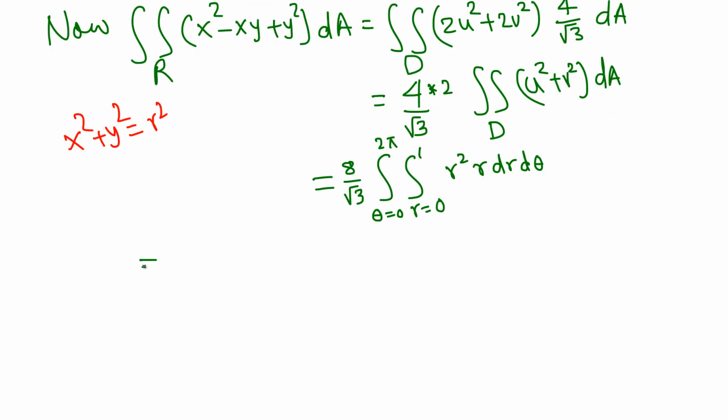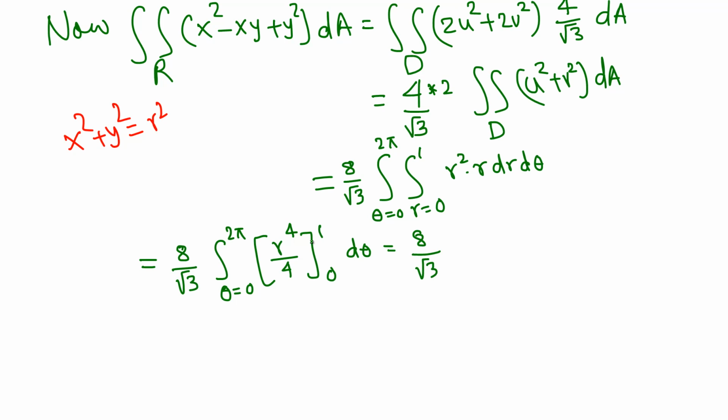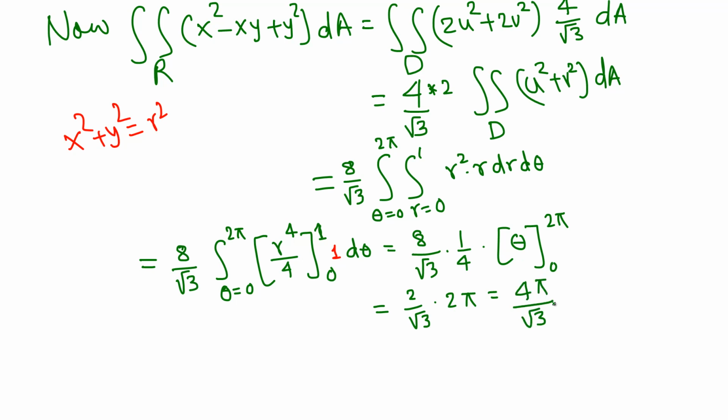Let's evaluate this. 8 over root 3, integral from 0 to 2 pi, we have r cubed, and the antiderivative is r to the fourth over 4 from 0 to 1. Now let's evaluate this. Upper limit 1 raised to 4, 1/4 minus 0, just 1/4, and we can pull that outside. There is nothing left, meaning 1. The antiderivative of 1 is just theta, from 0 to 2 pi. 4 goes into 8 twice, so 2 root 3 times theta evaluated at the upper limit minus theta at 0, that's just 2 pi. And finally that's 4 pi over root 3, the final answer.